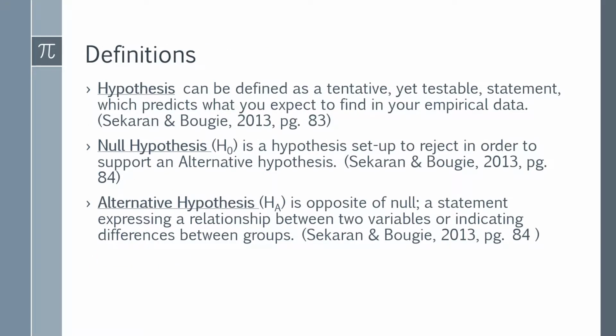Definitions. Hypothesis can be defined as a tentative yet testable statement which predicts what you expect to find in your empirical data. A null hypothesis is a hypothesis set up to reject in order to support an alternative hypothesis. Alternative hypothesis is opposite of null, a statement expressing a relationship between two variables and indicating differences between groups.